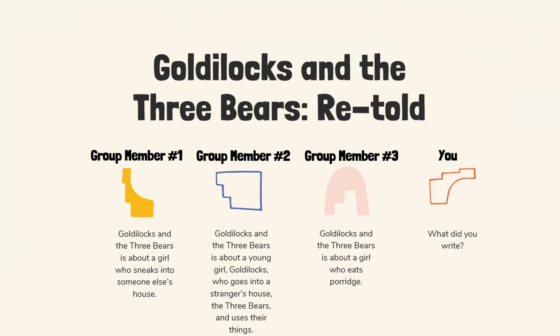What a second group member could have said is Goldilocks and the 3 Bears is about a young girl, Goldilocks, who goes into a stranger's house, the 3 bears, and uses their things. This is a pretty good explanation. It doesn't go too much into detail, but it gives us enough information. What a third group member could have said was Goldilocks and the 3 Bears is about a girl who eats porridge. This is just one part of the story and doesn't really give us a good explanation. What did you write while retelling the story?